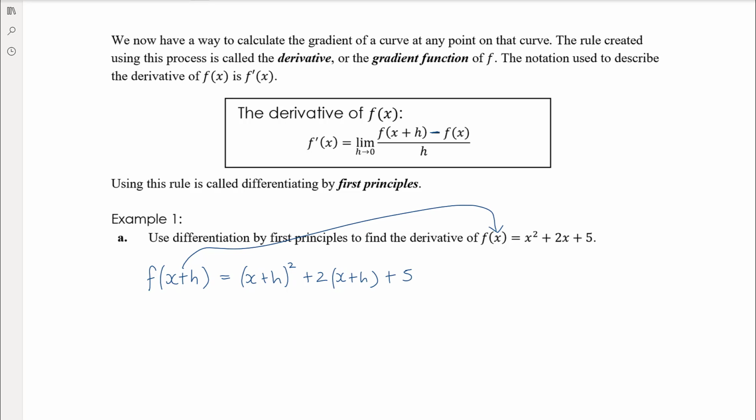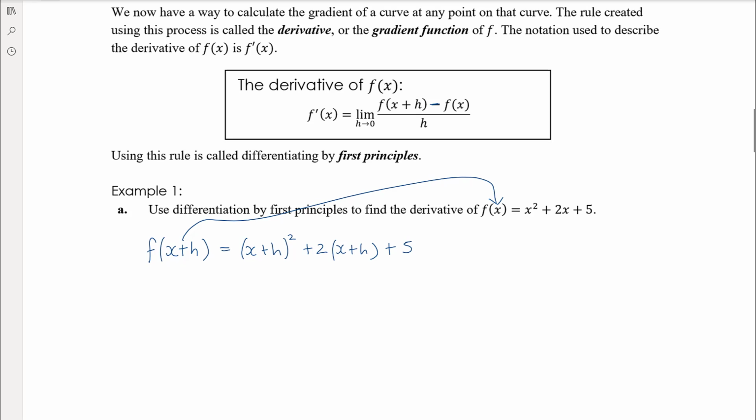Okay, so I'm going to expand all that out, tidy it up, collect some like terms before we then go into our rule for the derivative. So x squared plus 2hx, or 2xh, doesn't matter, plus h squared. Here we've got 2x plus 2h, and then we've got plus 5. There are obviously x terms we could combine, but I'm just going to leave it at that for now.